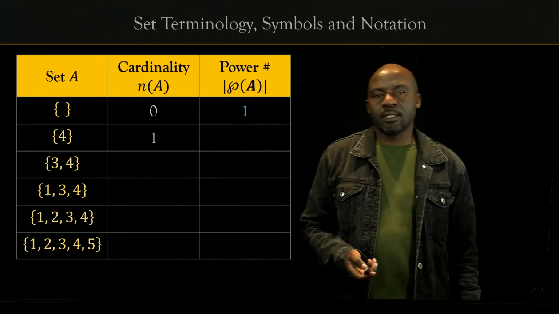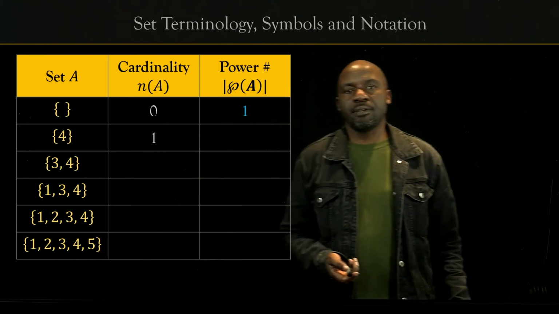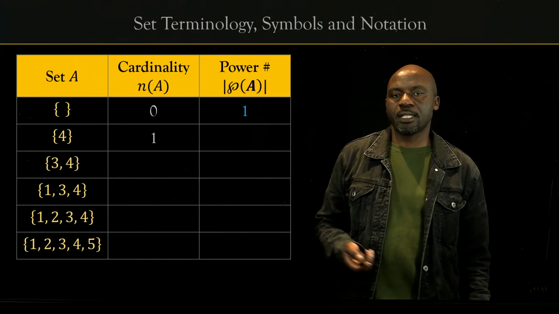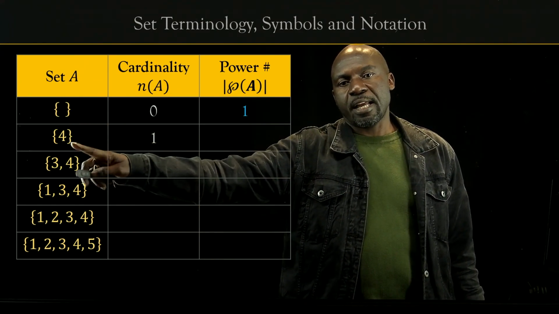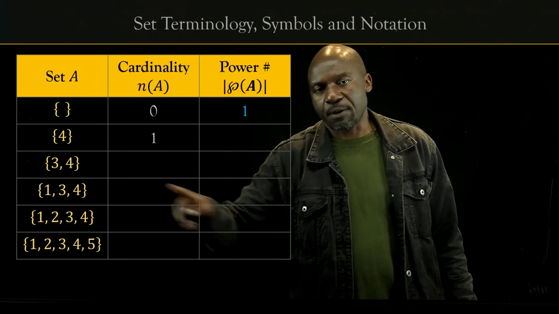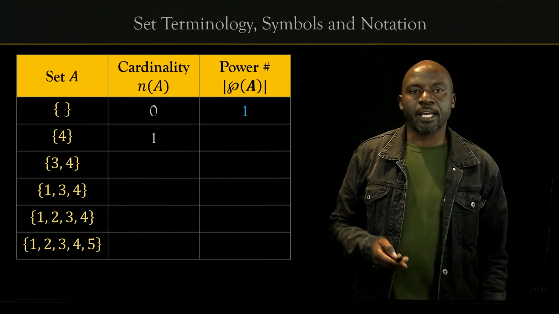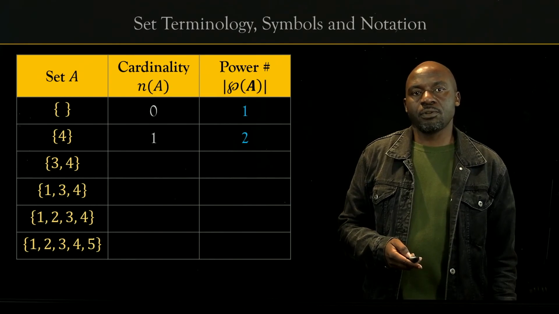The second one, there is only one element inside it, and if you check for the number of subsets, one of the subsets is going to be the null set, and the next one is going to contain the 4. So there are 2 of them in there. Okay, so there are 2 subsets.